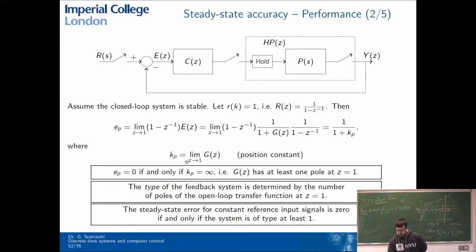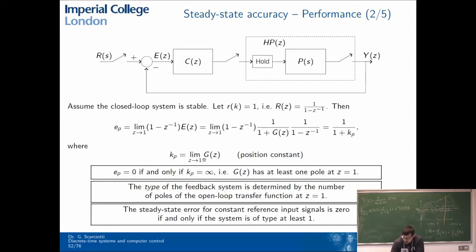And we call kp the position constant. Then what we notice is the following. If we want the steady state error to be equal to 0, we see that this is possible if and only if kp is equal to infinity, because the steady state error is 1 over 1 plus kp. If we want this fraction to be equal to 0, then kp has to go to infinity, because then we have 1 over infinity. This can happen only if this limit is equal to infinity.